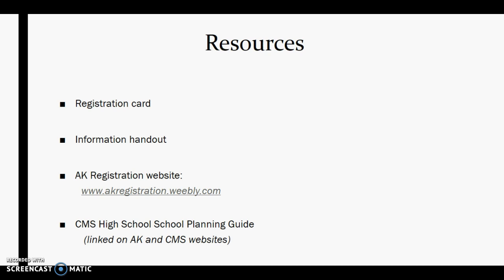You also have access to the Ardrey-Kell registration website, which can be found at www.akregistration.weebly.com. This website has lots of good information about course sequencing, class descriptions, AP classes, North Carolina virtual public school classes, and a lot of other good information, so please take a look at that website. All students also have access to the CMS High School Planning Guide, which includes course descriptions for every class taught in CMS. You can access that planning guide by going to the main Ardrey-Kell website, the main CMS website, or to the registration website listed above.